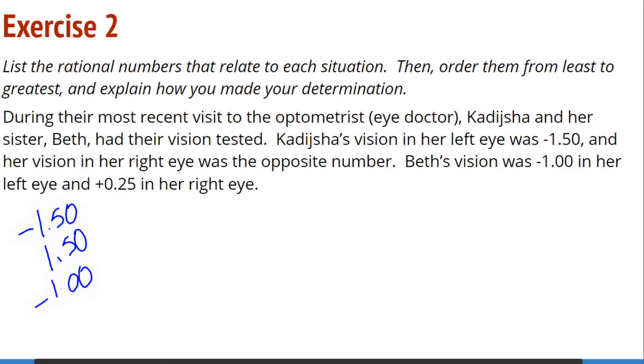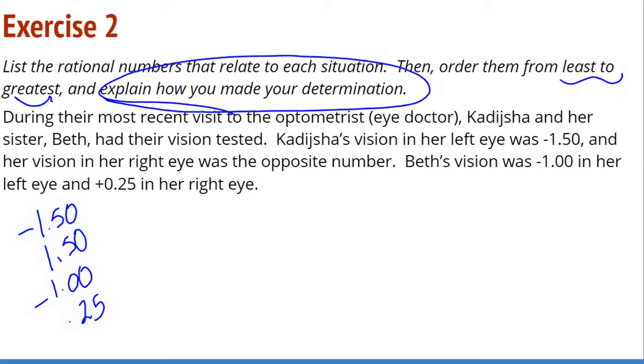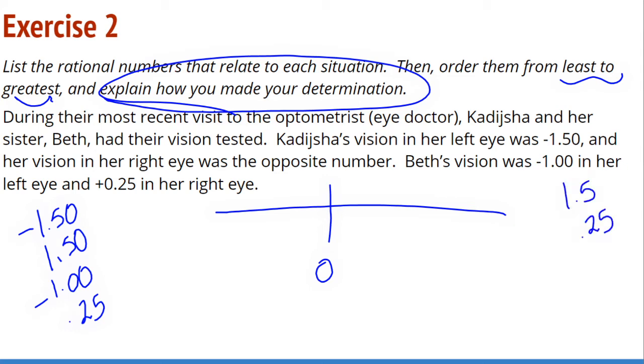All right, 25 hundredths. I am supposed to put these in order from least to greatest, and I need to have some explanation for how I made my decisions. Well, I know that the positive numbers are going to go to the right of 0. So I'm going to have the 1 5/10 and the 25 hundredths. And the negative numbers are going to go to the left of the 0. So I've got the negative 1 and 50 hundredths and the negative 1.